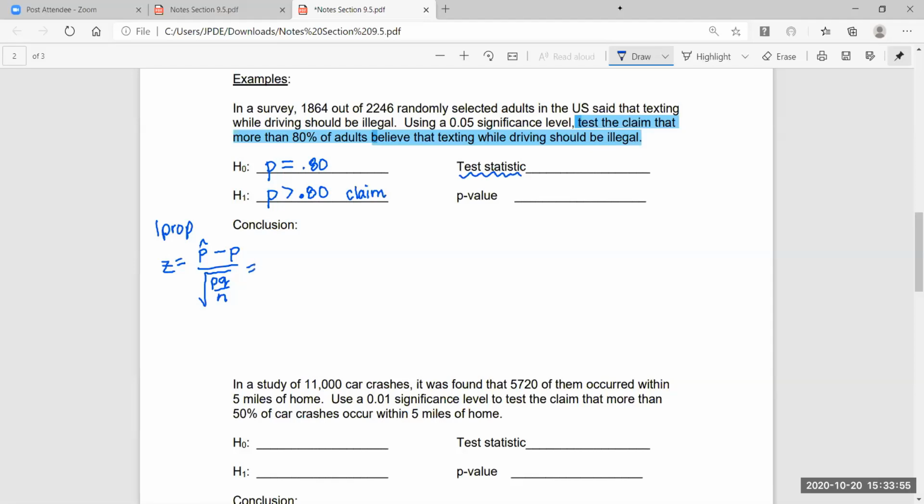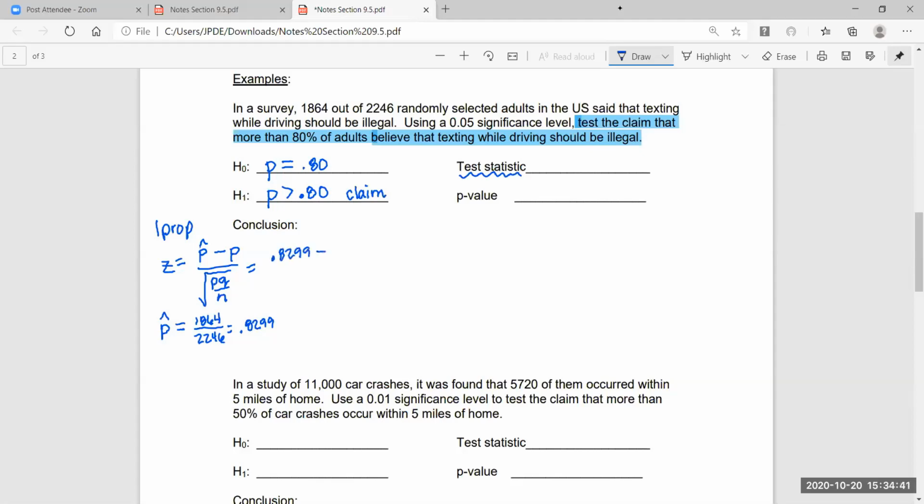Okay, so the first thing we need to do in using this formula is we need to find P hat, which is your sample proportion of successes. And success here would be the thing we're looking for, which are the people that said texting while driving should be illegal. And there were 1,864, that would be your X, out of 2,246 people. So P hat is X over N. And when I figure that out, I get 0.8299.